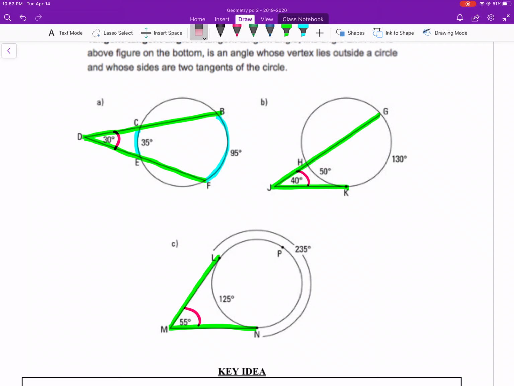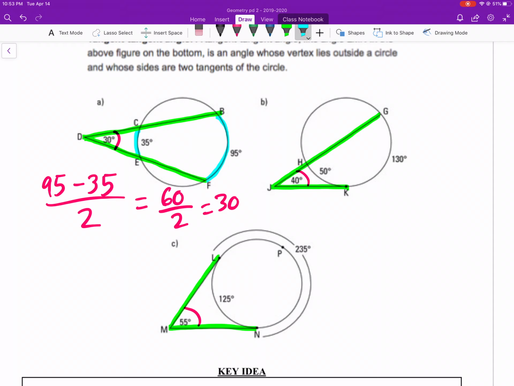The way you find the exterior angle using those two arcs is you find the difference of the arcs, which would be 95 minus 35. So the difference of the two arcs, and you divide that by 2. 95 minus 35 is equal to 60. You divide that by 2, and you get 30. That's where that 30 is coming from.